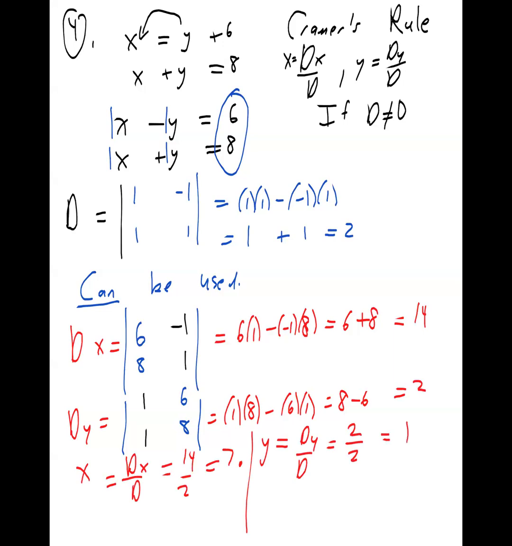So that means if you write the solutions as an ordered pair, the answer, which I'll put in green because it's spring, will be 7 for x and 1 for y. So the solution is the point 7, 1. That is where the lines cross each other. Therefore, it's the solution to the system of equations.